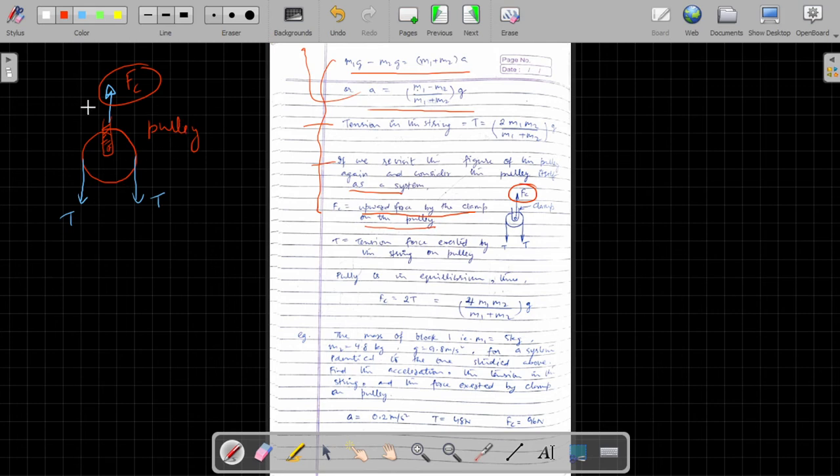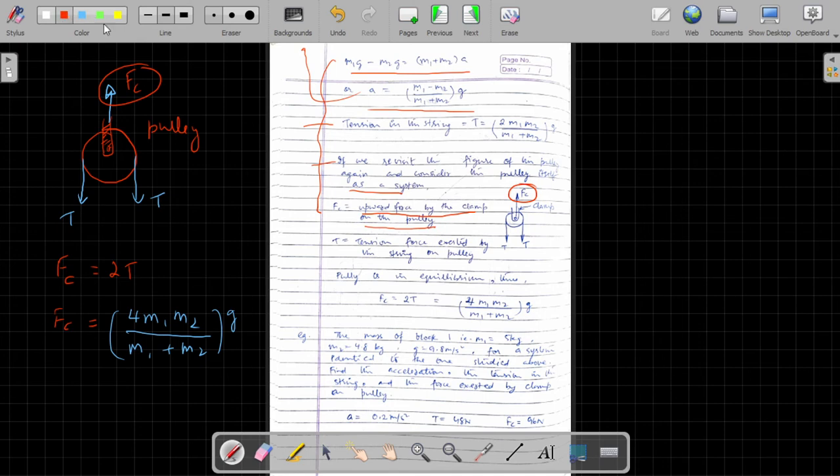So if we consider this pulley and write an equation, we have already drawn the free body diagram. So we'll write the equation, or we can directly write the equilibrium conditions, that the upward force acting on the pulley should be equal to the downward force acting on it, since there is no acceleration of the pulley itself. And we have already calculated the tension of the string in the previous page. So we would say that the clamp force is 4 m1 m2 upon m1 plus m2 into g.